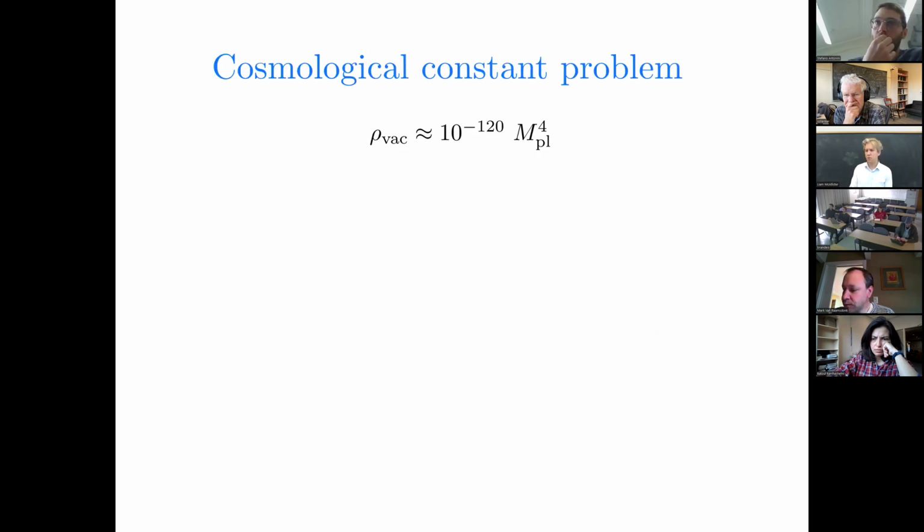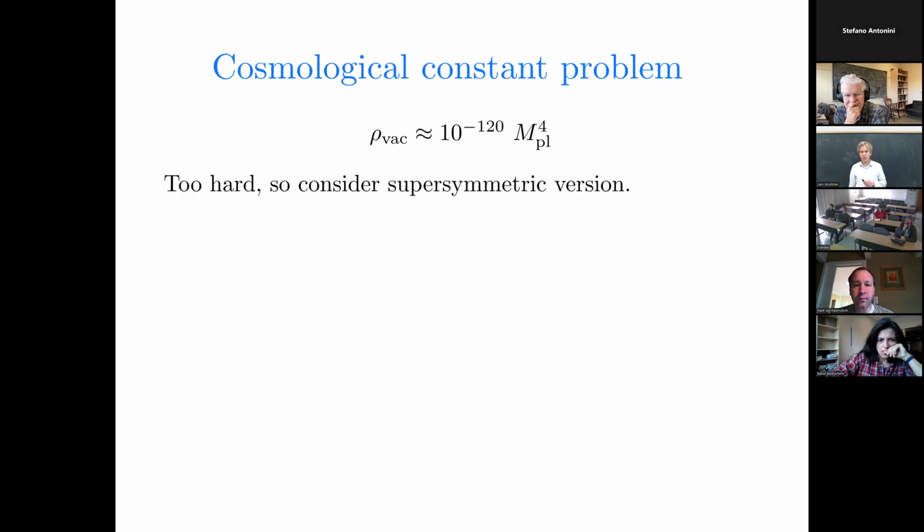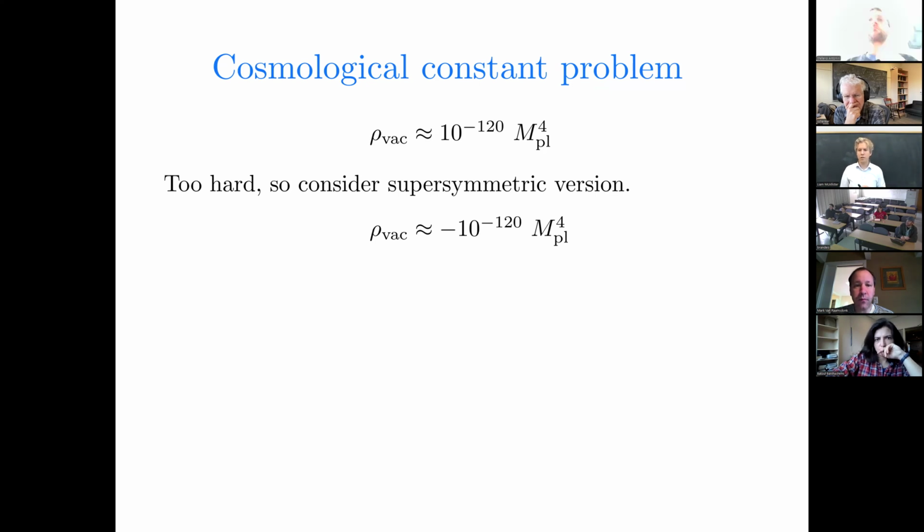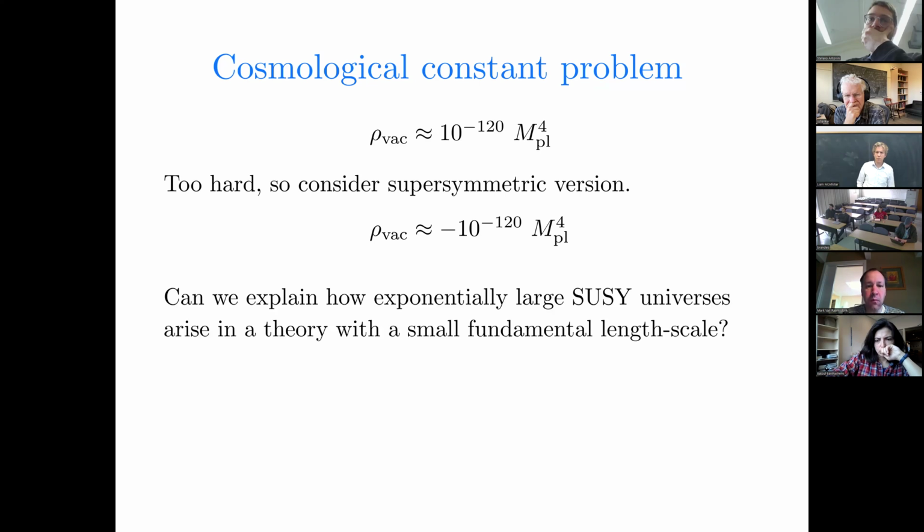So the physics motivation for this, one of the key pieces, is the cosmological constant problem. And the real cosmological constant problem is too hard. It's certainly out of our reach, at least our reach right now. But we can access a sort of supersymmetric version of the cosmological constant problem. So we could consider, instead of finding a vacuum energy that's exponentially small and positive, what if we could try to understand vacuum energy that's exponentially small in magnitude but negative? So instead of finding a dS vacuum with small vacuum energy, we find a SUSY AdS vacuum with small magnitude vacuum energy. And what we'd like to do is see if we can explain how exponentially large supersymmetric universes can arise in a theory in which the fundamental length scale is very small.